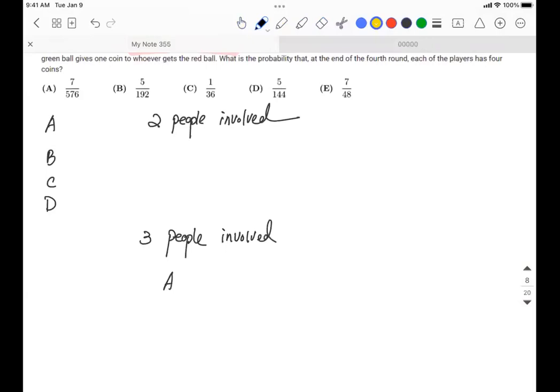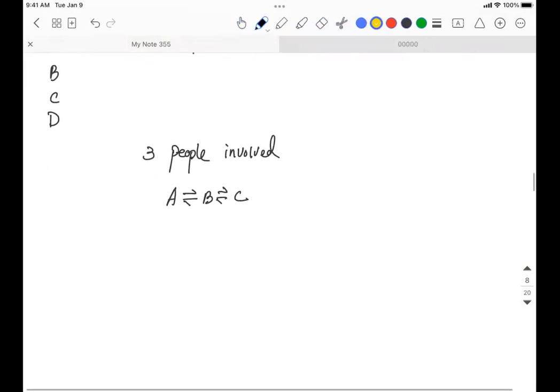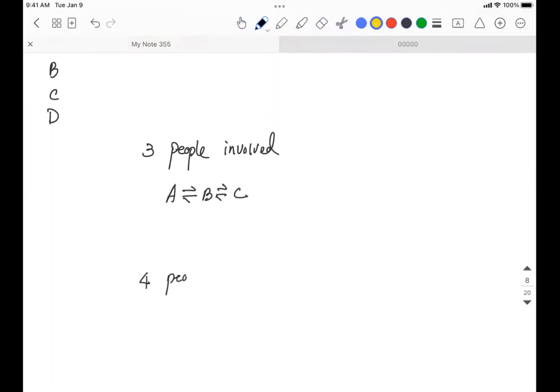You might have A, B, C. A and B exchange one time. B and C exchange another time. You only have 4 times. A and B, 2 times. B and C, 2 times. Right? It is possible that only 3 people get involved. Is it possible 4 people all get involved? Who can tell me? Is it possible 4 people all get involved?